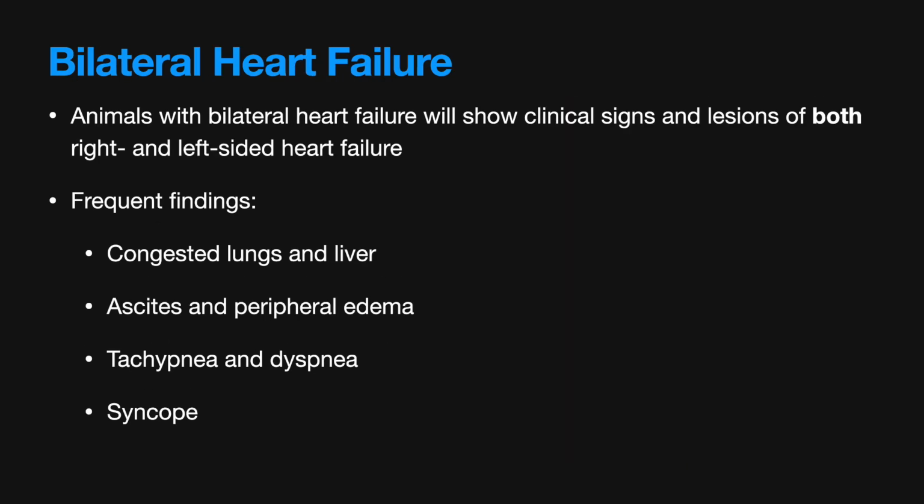When animals develop bilateral heart failure, they typically show clinical signs and lesions of both right and left-sided heart failure. Frequent findings include lung and liver congestion, ascites, peripheral edema, tachypnea, dyspnea, and syncope.